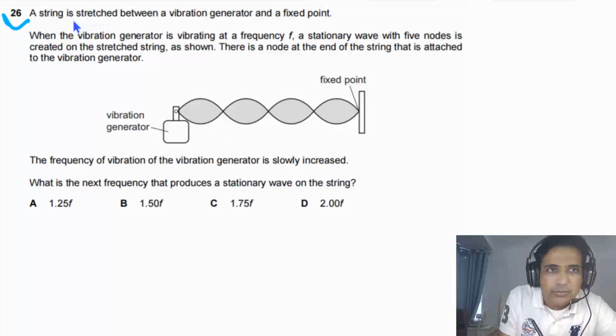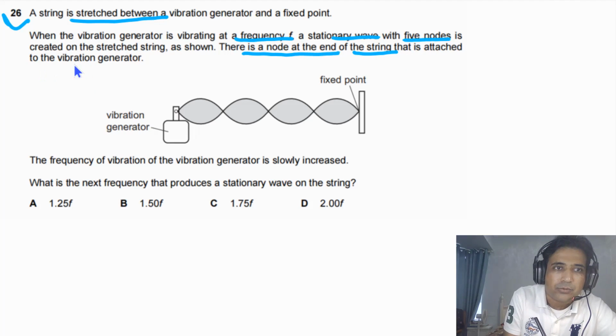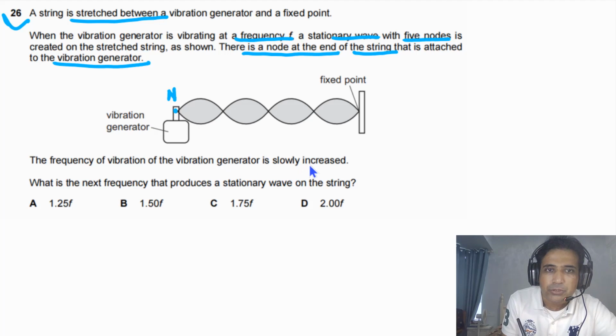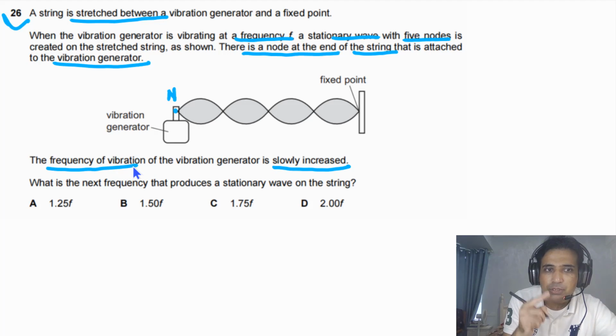Question 26 says a string is stretched between a vibration generator and a fixed point. When the vibration generator is vibrating at a frequency f, a stationary wave with 5 nodes is created on the stretched string as shown in the figure. There is a node at the end of the string that is attached to the vibration generator. Means we have a node at this point. The frequency of vibration of the vibration generator is slowly increased. What is the next frequency that produces a stationary wave on the string?